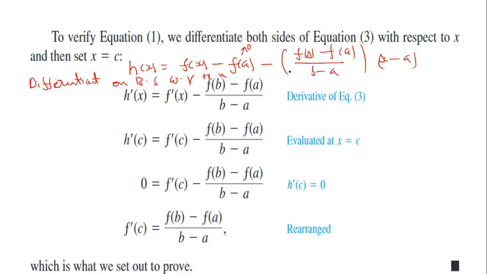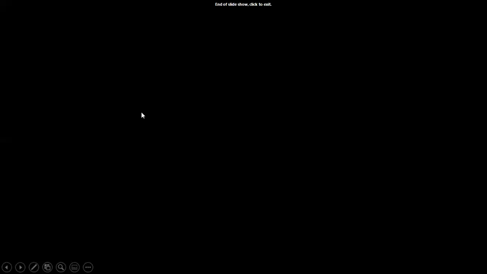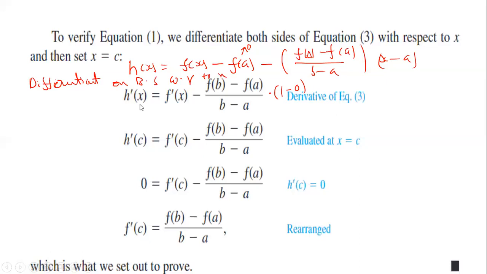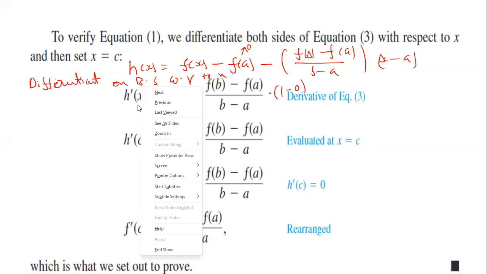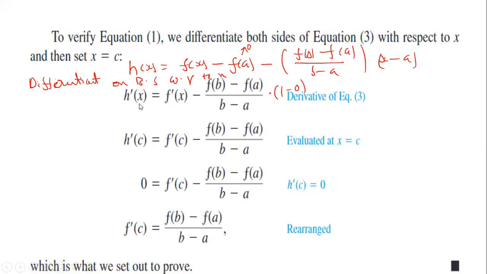Therefore, it is entirely constant. So, the constant (f of b minus f of a) by (b minus a), into x: the differentiation of x is 1, and the differentiation of a is 0. Therefore, h dash of x equals f dash of x minus (f of b minus f of a) by (b minus a). Now if you substitute c at the place of x, you will get h dash of c equals f dash of c minus (f of b minus f of a) by (b minus a).